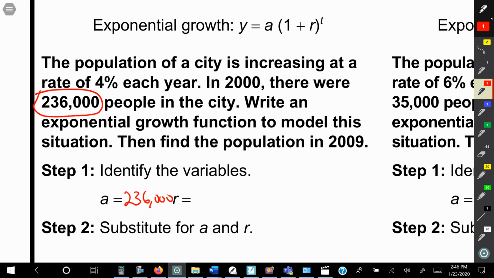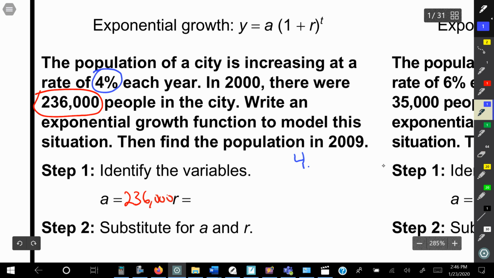All right, now, next we want to find the rate. And the rate is going to be 4%. But we want to convert it to a decimal. So if you take 4% and you convert it to a decimal, you move the decimal two places. So 4% is equal to 0.04. So you move it two places, put a 0 here, and you get 0.04. So that's the rate, 0.04.